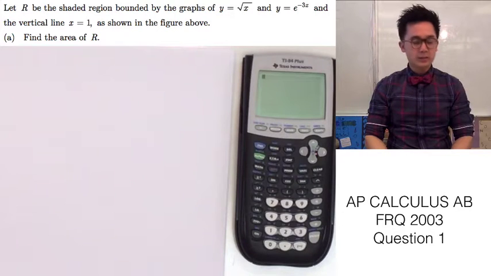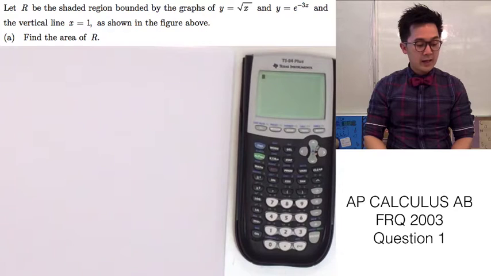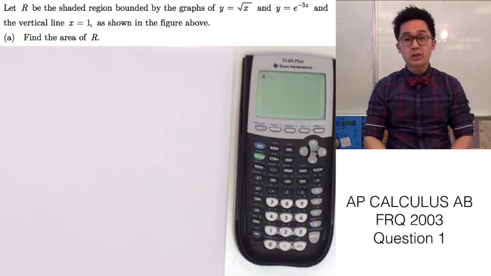Today we're going to be answering an FRQ from 2003, question number 1. In this problem, we are given the functions y equals square root of x and y equals e to the negative 3x, and the vertical line x is equal to 1. And also, the area between curves is given.